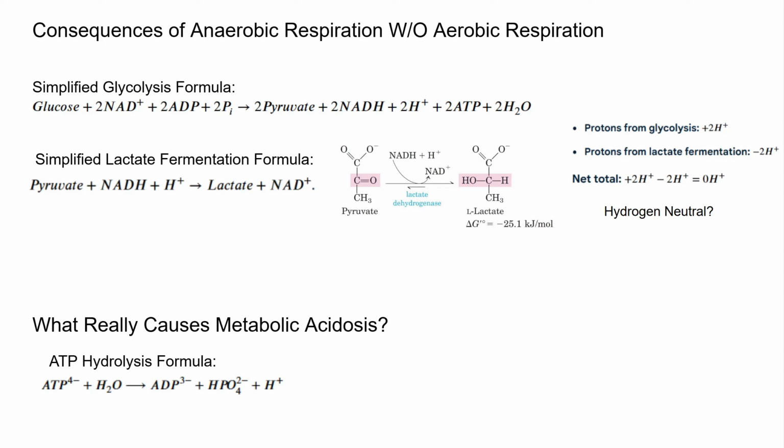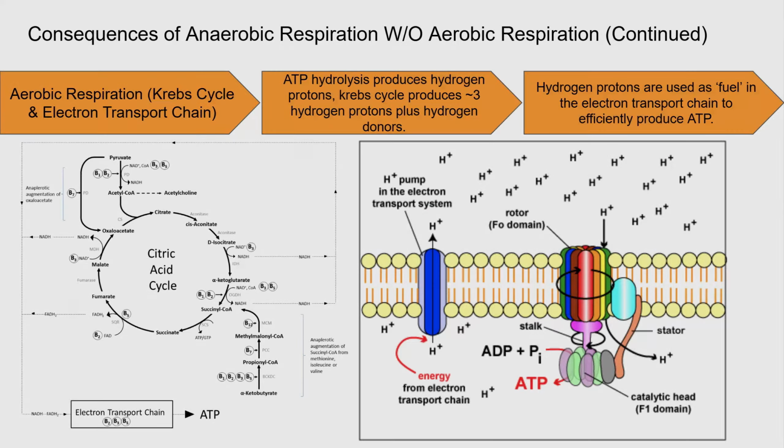So let's dive into that statement and see why using aerobic respiration makes us a little more resistant to metabolic acidosis than does anaerobic respiration. So, in aerobic respiration, aka the Krebs cycle and electron transport chain, the Krebs cycle actually produces even more hydrogen protons, approximately 3 per turn, and several hydrogen donors in the form of NADH or FADH.